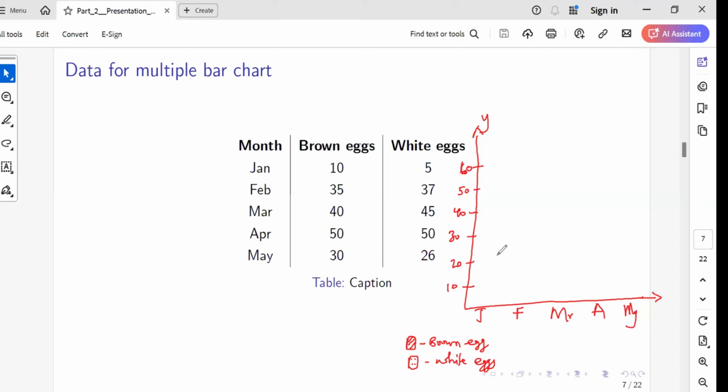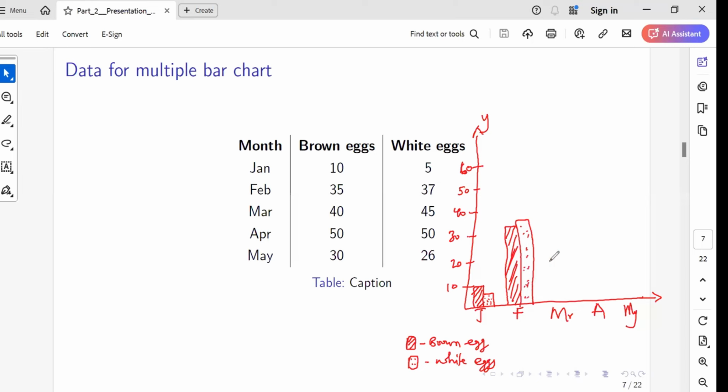So in January, there were 10 brown eggs, and then 5 white eggs. No, this is too small. So I have 10 brown eggs, and then 5 white eggs. So brown diagonal lines, then white dots. In February, I have 35 brown eggs and then 37 white eggs. So a little bit above that and then all the way down. So brown, I'm going to use my diagonal lines to signify my brown, and then my dots for my white eggs.